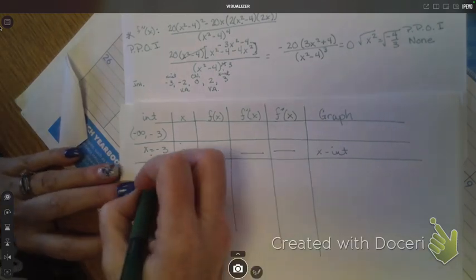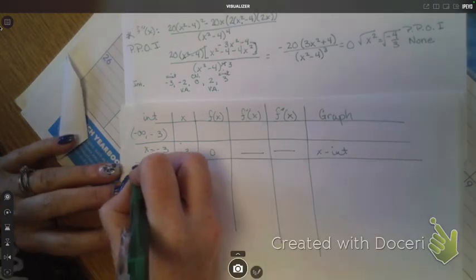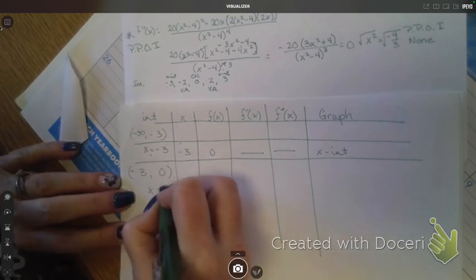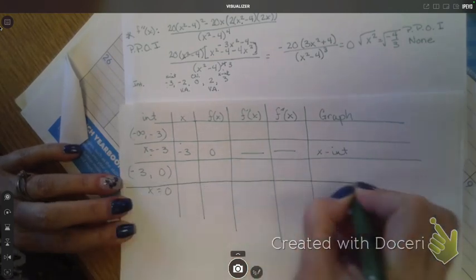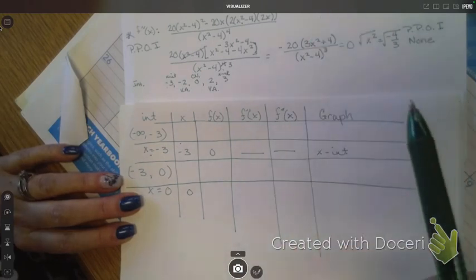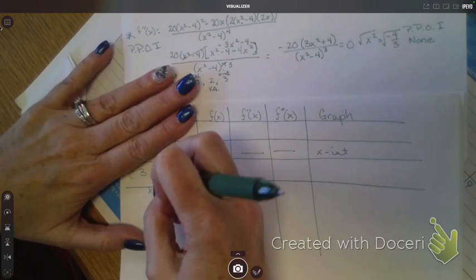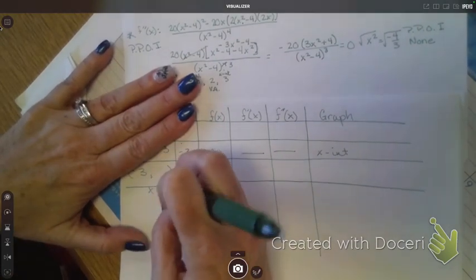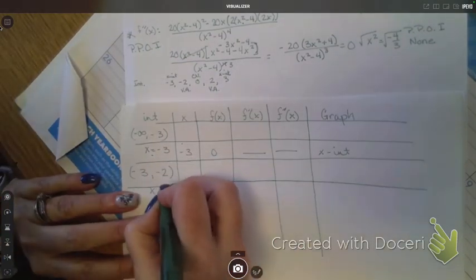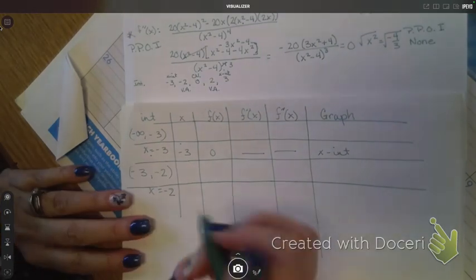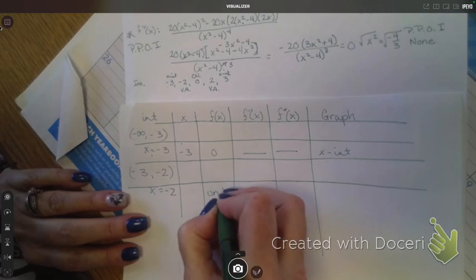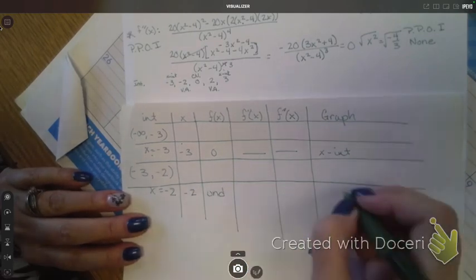Okay? So then I go -3 to 0. And x equals 0. And what was that? Are you not going to put -2 in there? She said 0. I just wrote 0. Okay. -2 is a vertical asymptote, yes? Mm-hmm. So this is undefined. And we just write over here what?